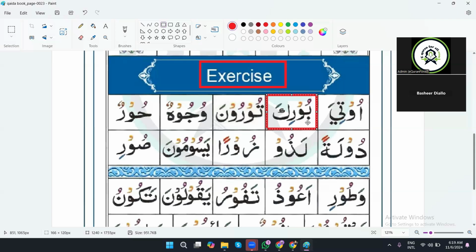Okay, make the difference between the madda letter and the normal letter. So then the listener can easily identify that you stretched ba and you did not stretch ra and kaf, right? So read here like burika. Burika.